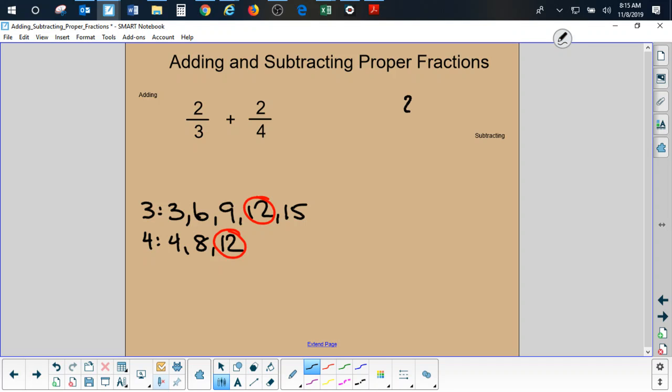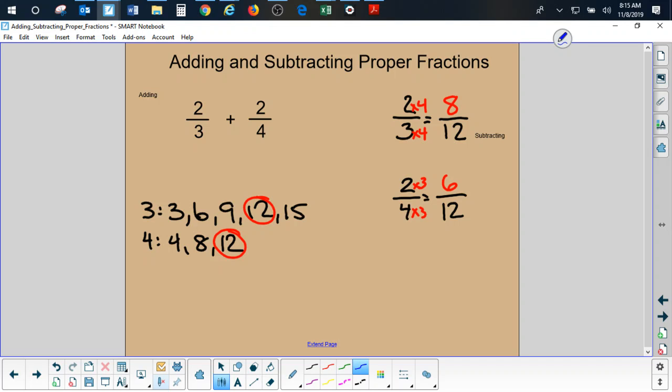So I have 2/3, which does not have a denominator of 12. I need to change that to 12. And I also have 2/4, which again does not have a denominator of 12, so I need to change it to 12. So now I know 3 times 4 gives me 12. 2 times 4 is going to give me 8. And then 4 times 3 is 12. 2 times 3 is 6.